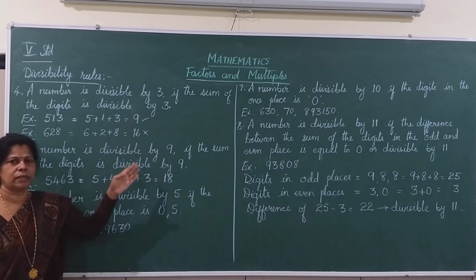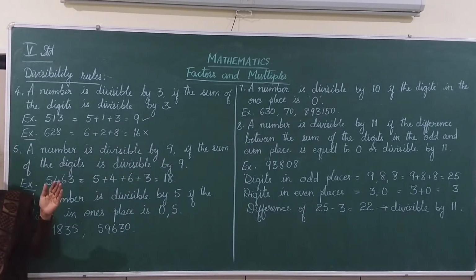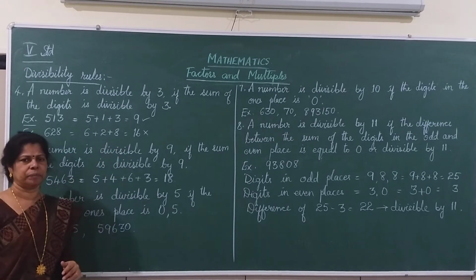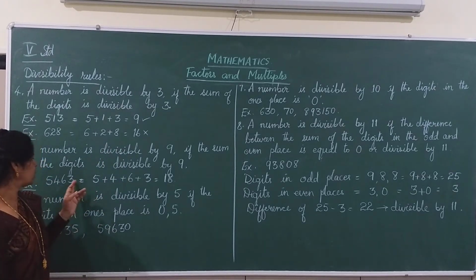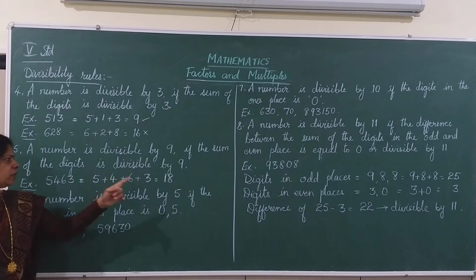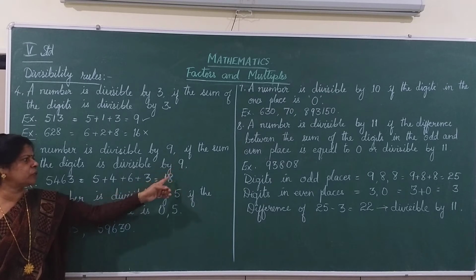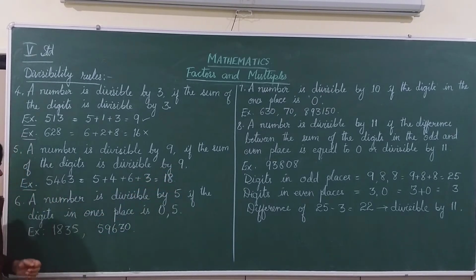Almost like 3 and 9 is the same. You have to add it, but it should be present in the particular table. Got it? So you understood? 5 plus 4 plus 6 plus 3. When you add, you get 18. And 18 is divisible by 9 because 9 2s is 18.